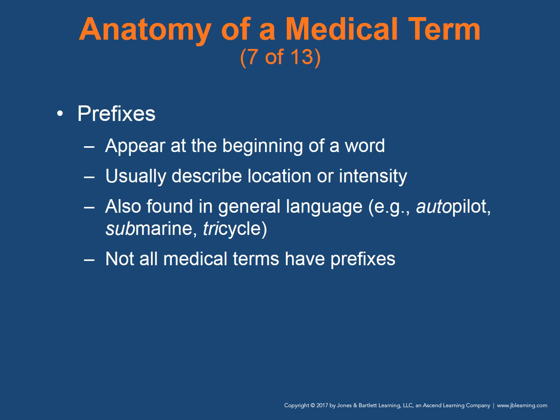Prefixes appear at the beginning of a word, as it implies, right? Prefixes usually describe location or intensity. So we're talking about hyperventilation. Hyper is over, excessive, or high. If you're hyperventilating somebody, that means you're ventilating them too excessively, or overventilating them, right? By understanding these prefixes, they give us an idea of what they're talking about on that root word. We have these in our general language, as it describes here: autopilot, submarine, tricycle.